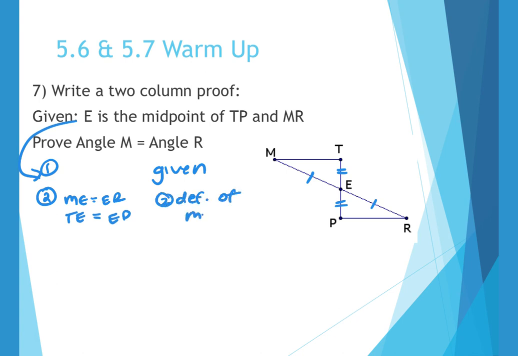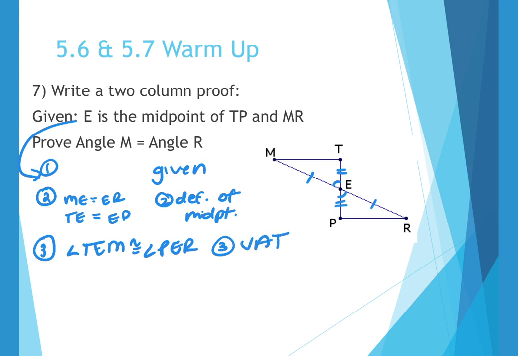Some of you put bisector. Bisector wasn't given to you. The word midpoint was given to you. And then what's there that's not part of what's just given from the diagram? The vertical angles. So angle TEM is congruent to angle PER, vertical angles theorem.